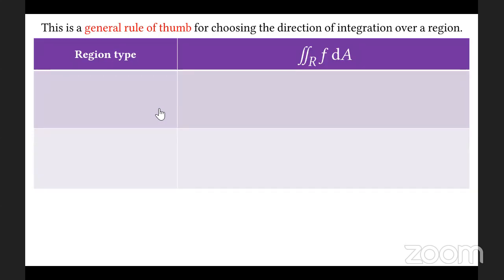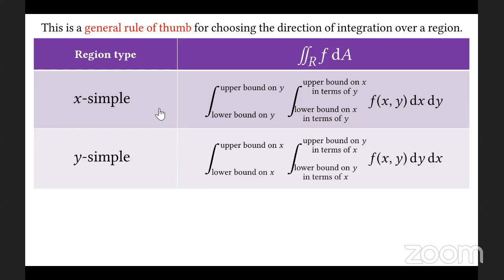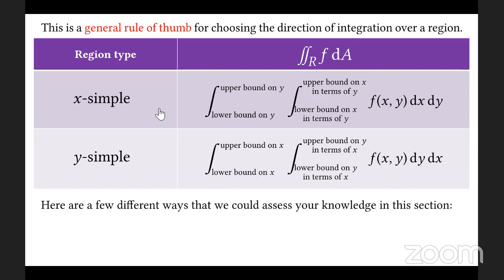So generally, and there are exceptions to this, because sometimes we will split regions apart and integrate them. Generally, if your region is x simple, then you will want to integrate first with respect to x and then with respect to y. And if the region is y simple, then you'd want to integrate with respect to y, then with respect to x. Again, this is generally true, but there are exceptions. Sometimes we will have some region and want to split it into separate regions first. But this is just a general rule of thumb.